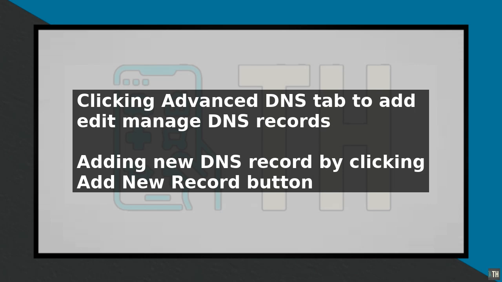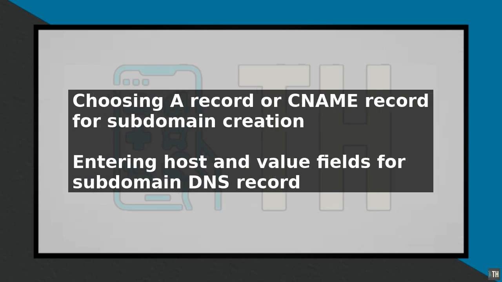For example, if you want to create a subdomain called blog, you would enter blog in the host field. If you are using an A record, enter the IP address of the server that will host your subdomain in the value field. If you are using a CNAME record, enter the domain or subdomain that you want to point to in the value field.